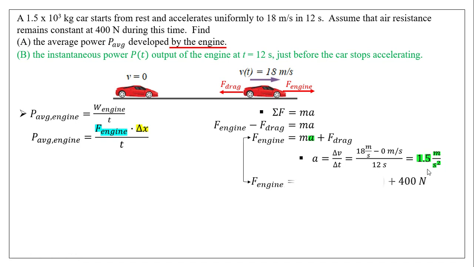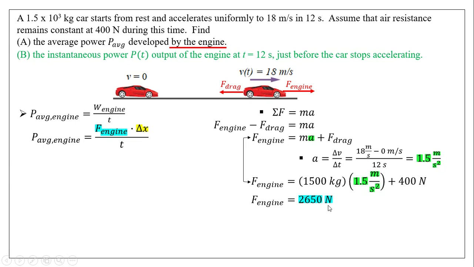Now I can just go ahead and finish this particular statement. I can find F engine now. So I can plug in mass is 1,500 kilograms. A, I just found, is 1.5 meters per second squared. I'm going to add the 400 that's given to me. All right, so if you do your math correctly, you should get a value of 2,650 newtons.